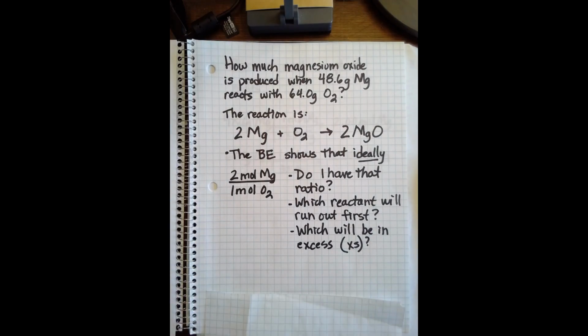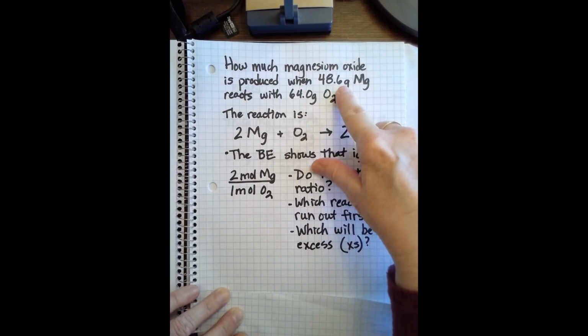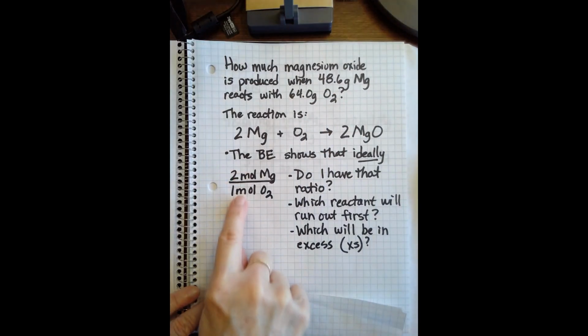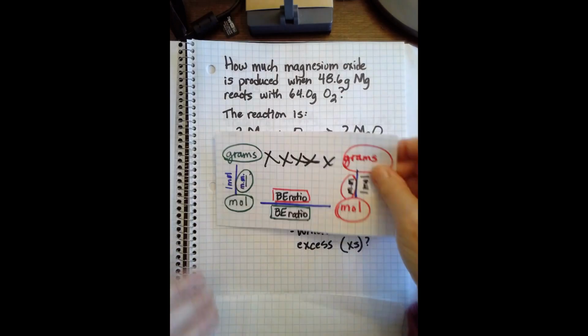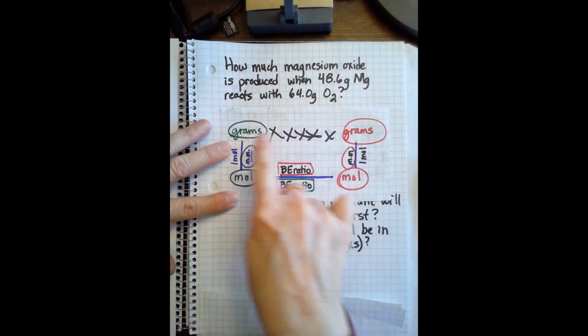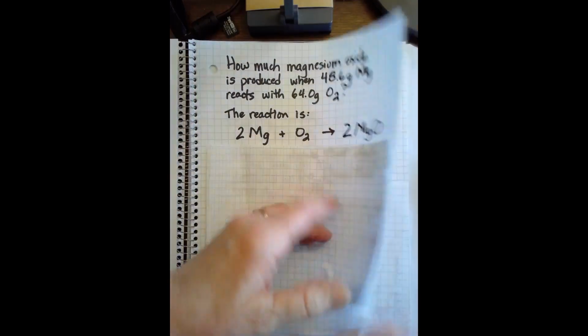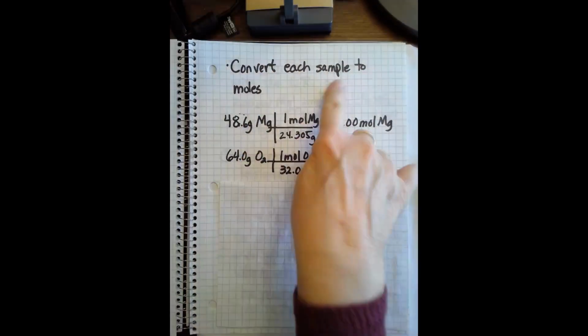So let's do that. Let's convert. So we cannot compare grams. Remember, we cannot compare grams. We can only compare moles, right? That's this. We can only compare moles. We can't compare grams of 2 things. So let's do that work right here. Convert each sample to moles.